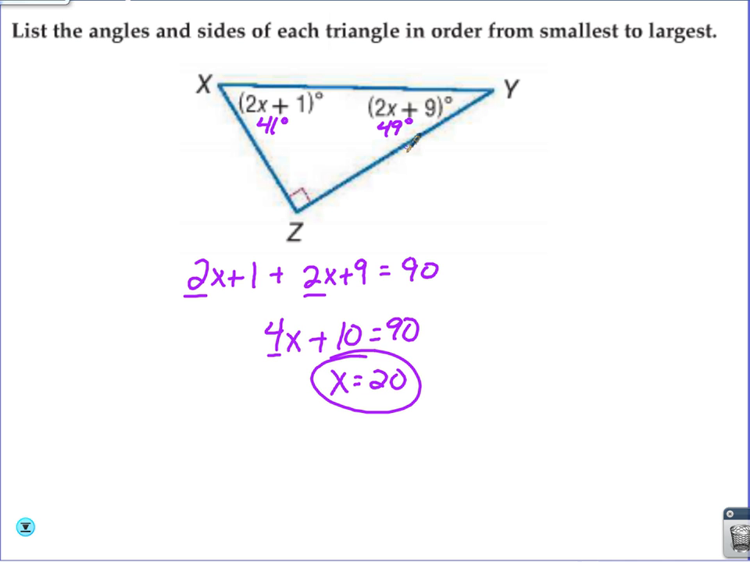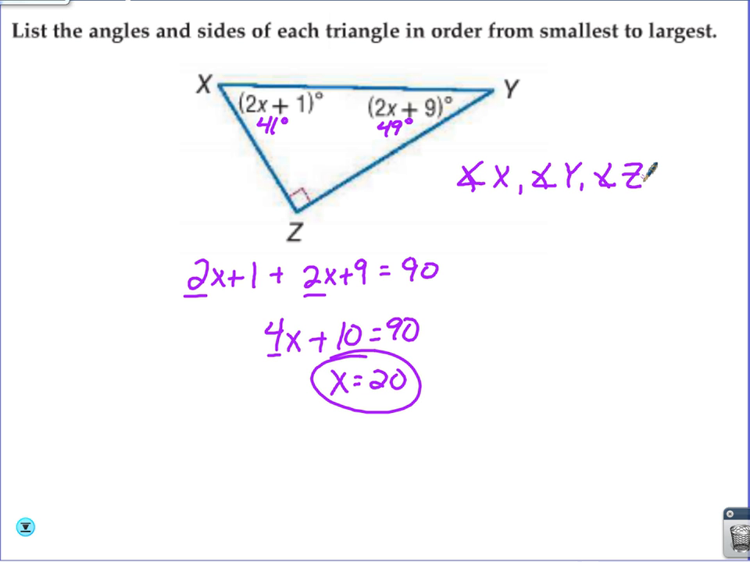Now that I know what my angles are, I know the angles in order, and I know the sides in order. I'll put the angles in order, since that's the hardest part. Angle X is the smallest, angle Y is the next smallest, and angle Z is the biggest. That's the angles in order.